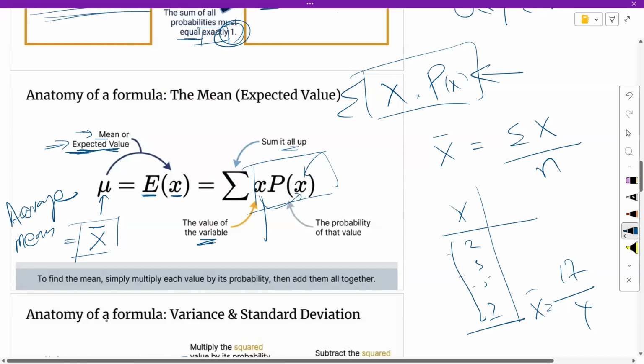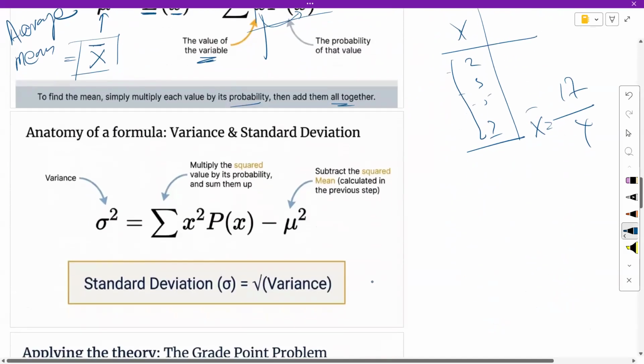To find the mean, simply multiply each value by its probability, then add them all together. It's very simple. And the second topic we'll discuss is the anatomy of the formula for variance and standard deviation. This is the symbol we use to express variance.